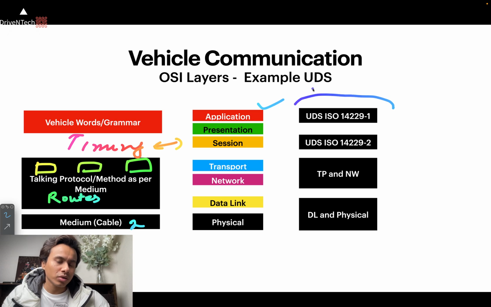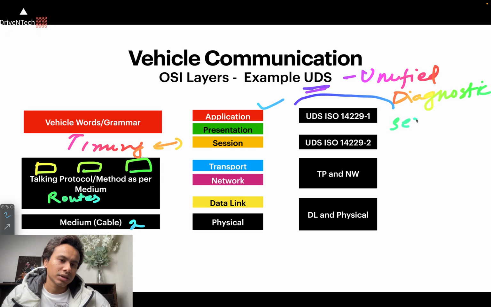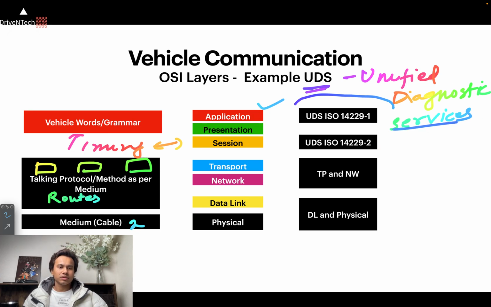There is one protocol called UDS. UDS is very famous and almost standardized in the world. Unified Diagnostic Services, very colorful. It has its application layer, which has the grammar. It has its session layer, which has the timing parameters. Then there are transport and network layers. Different layers we can use depending on technology. And the data link and physical layer.